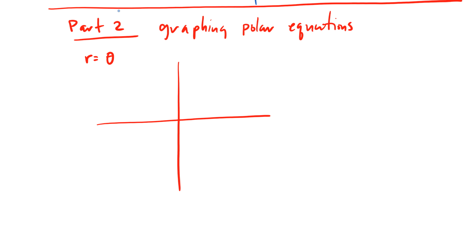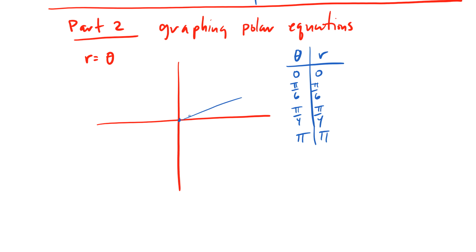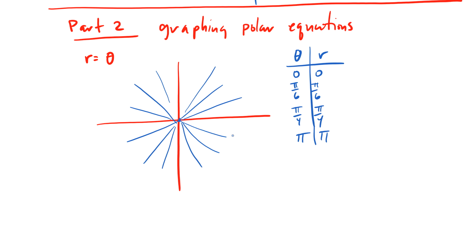Okay, and we'll make a table. Theta, r. If theta is 0, r is 0. If theta is pi over 6, r is pi over 6. Pi over 4, pi over 4, pi. You see how this is working? As I go out my axes here, right? Going my normal 30, 45, 60 angles.